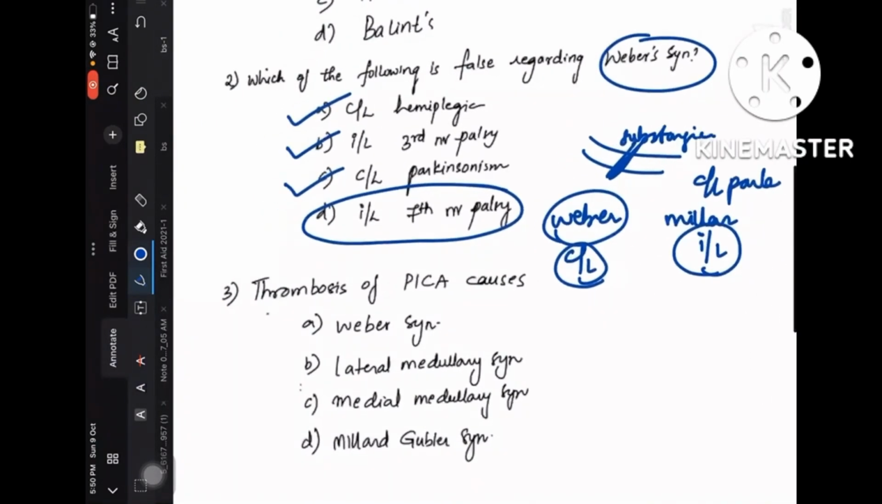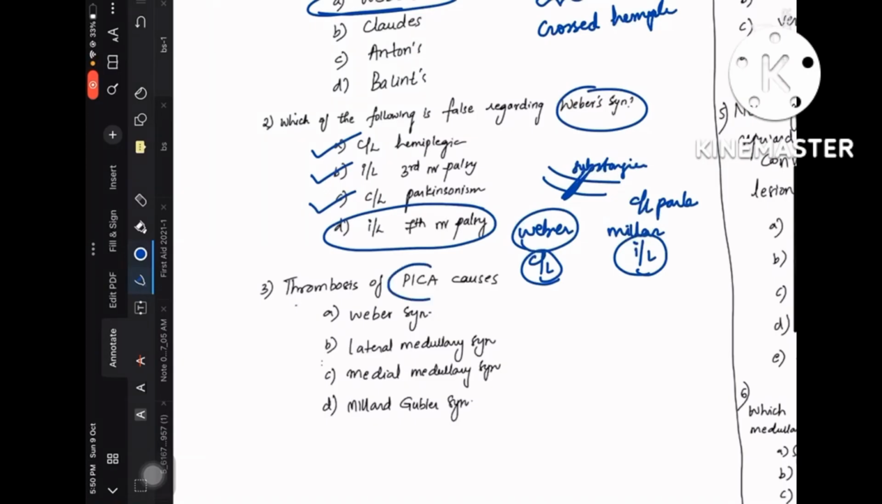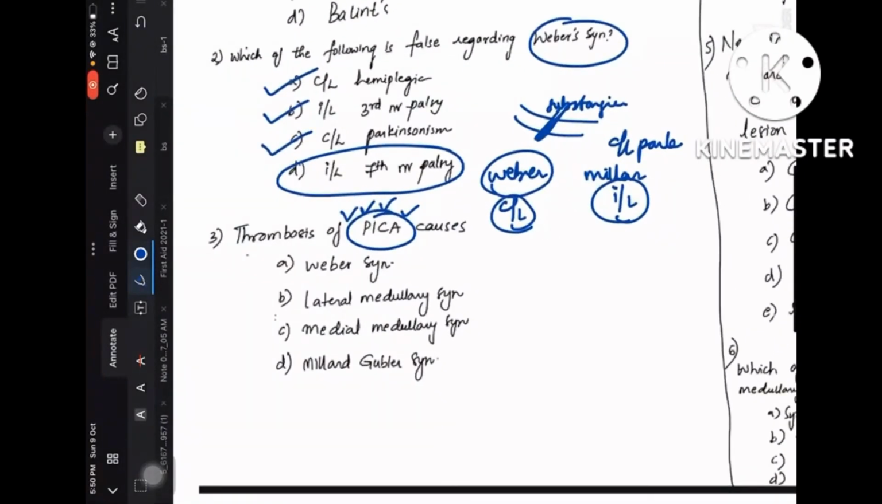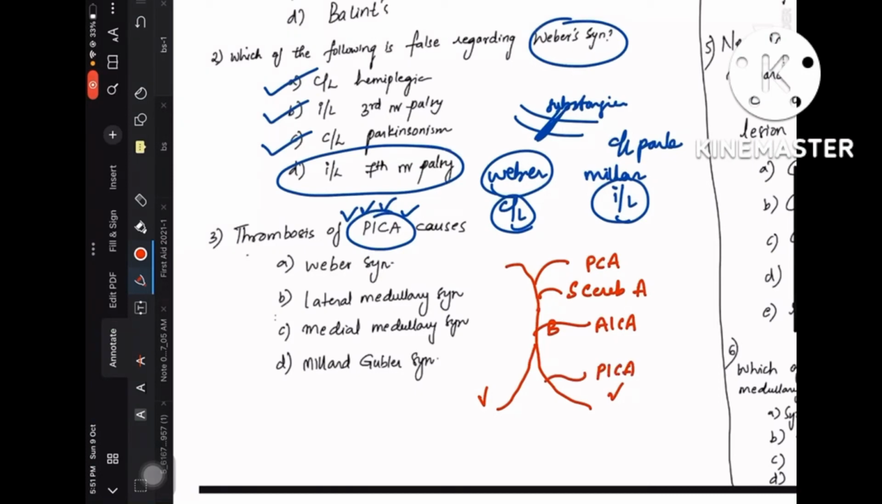This is the answer. Coming to the third one, thrombosis of PICA, that is posterior inferior cerebellar artery, causes what? Weber's, lateral medullary, medial medullary, or Millard Gubler syndrome. So you have to get that diagram straight into your mind. That pictographic memory: vertebral arteries together form the basilar artery. Basilar artery gives the posterior cerebral arteries. And from the basilar artery, you have the branches AICA and superior cerebellar artery. And coming to the vertebral artery, you have a branch called PICA. And posteriorly, the vertebral artery extends as the anterior spinal artery. So this is the diagram that you need to have in your mind whenever you solve questions of brainstem syndrome.